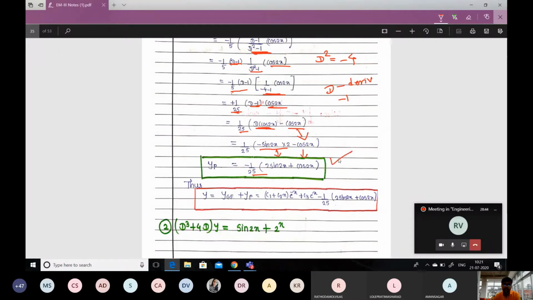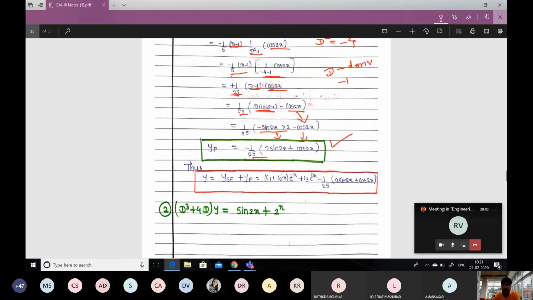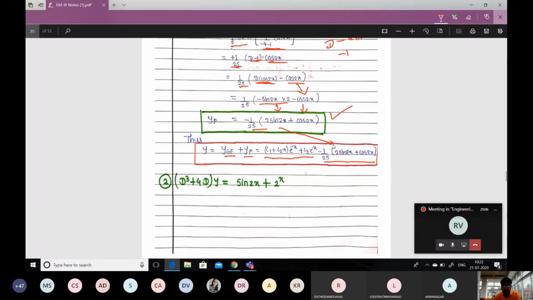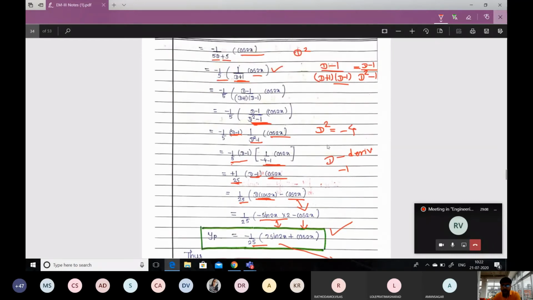That is the particular integral, and once you get the particular integral, as usual we have to write y = yca plus yp. So y is equal to yca plus yp, which is equal to (c1 plus c2x) e to the power minus x plus c3 e to the power x, minus this particular integral, minus 1 upon 25 (2 sin 2x plus cos 2x). Do you understand this example and formula? Any doubt in this?